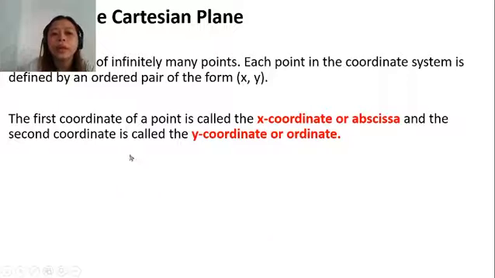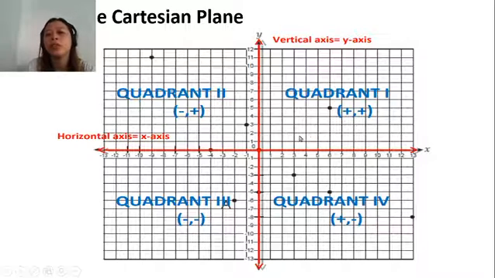So the first coordinate of a point is called the x-coordinate or the abscissa, and the second coordinate is called the y-coordinate or the ordinate. So this is your first quadrant, second quadrant, third quadrant, and fourth quadrant. Try to familiarize yourself with the first quadrant, where the coordinates seen are positive and positive, so that it is easy for you to locate.